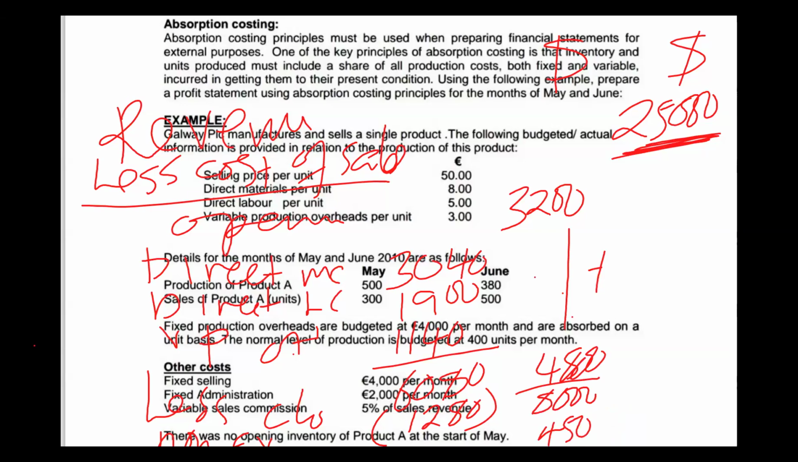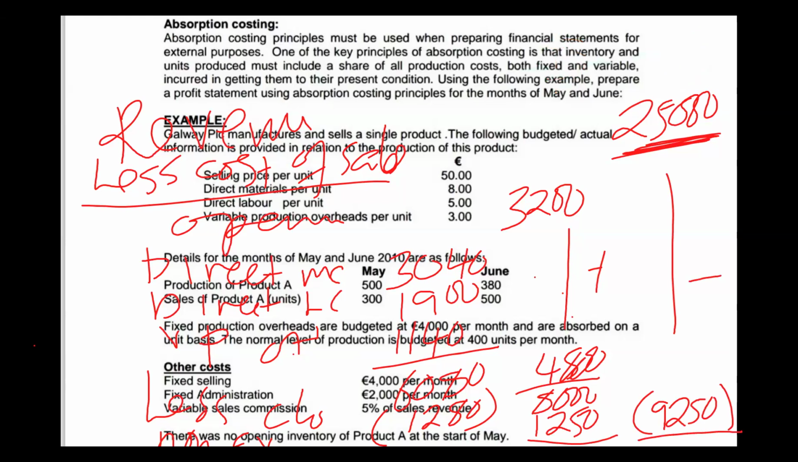5% of 25,000, no, sir, it's 1250. Then we can add these two so that you can deduct from revenue. What do you get? 9250. So we can deduct this to get contribution. What is our contribution? 15,750. And then from this, what do we do?